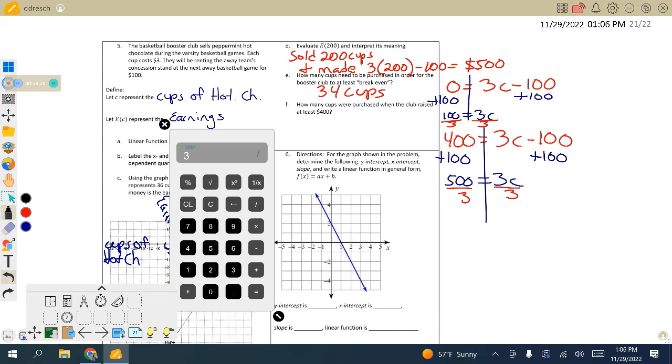$500 divided by 3. We need to round that to 167 cups. That gets you your $500 or $400 that you wanted to make. Really, it's 500 because you got to get back that $100 because of the rental fee.